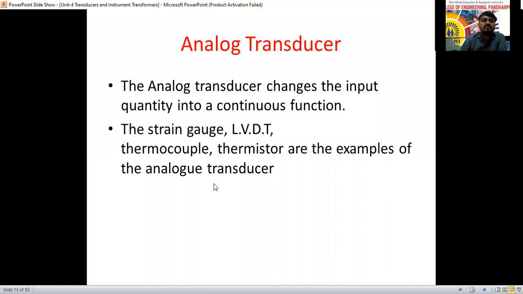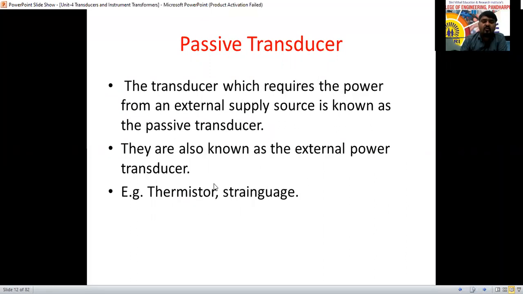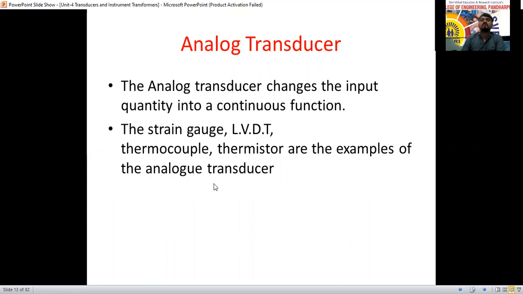Next, analog transducers. So for active and passive, you have to remember: one which does not require an external power supply is called active. One which requires external supply is called passive. Active transducers are also called self-generating transducers. Passive transducers are external power transducers.